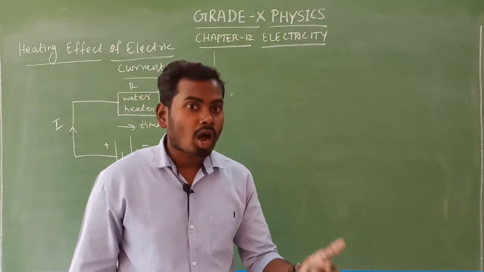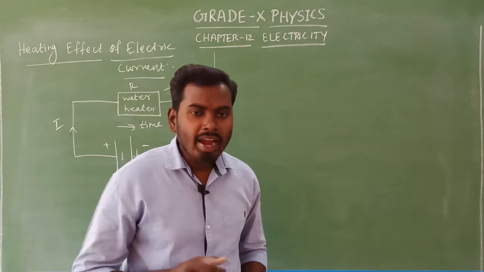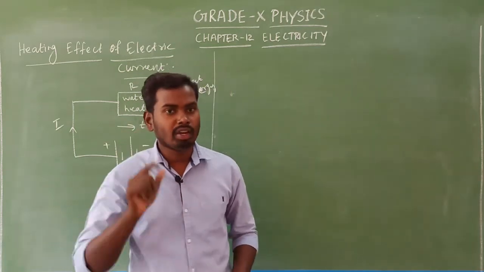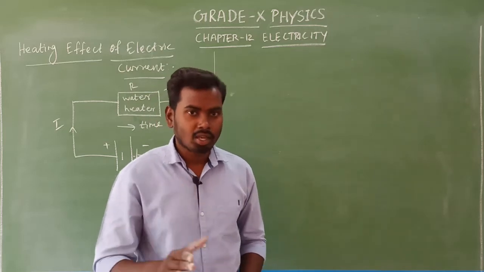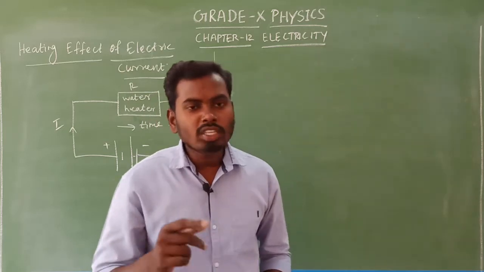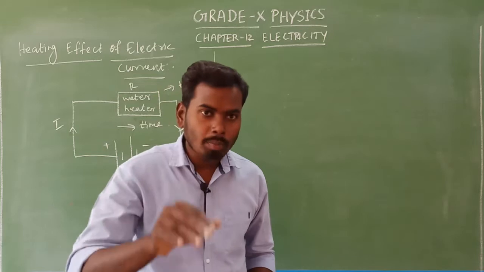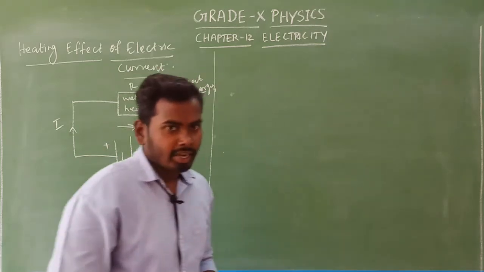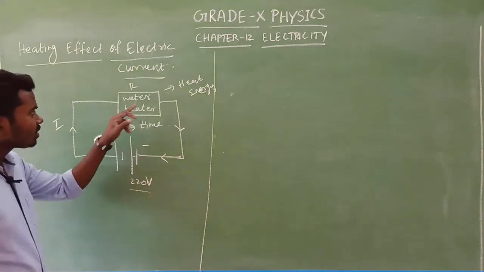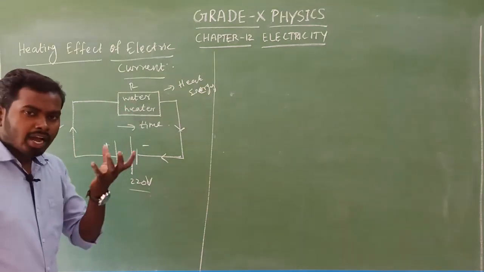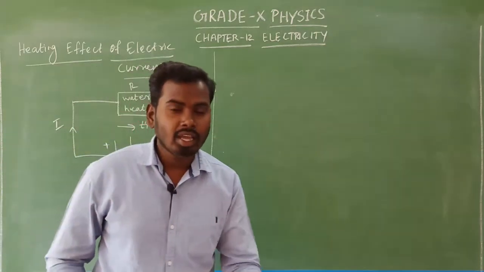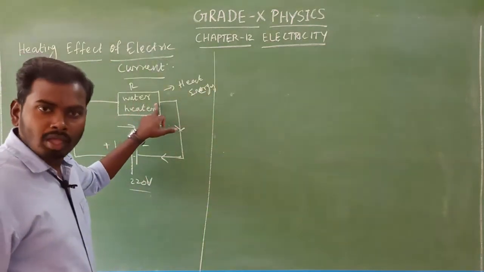Work is done. So already we know what is work done. The rate at which electrical energy is consumed, that is called work done. Already we know very well. Is that clear, students? Yes. Which means per second how much amount of electrical energy is consumed by an electrical appliance, that is called what? Work done, isn't it? So here work is done because the water heater consumes the electrical energy and converts this electrical energy into heat energy. So work is done. Am I right or wrong?